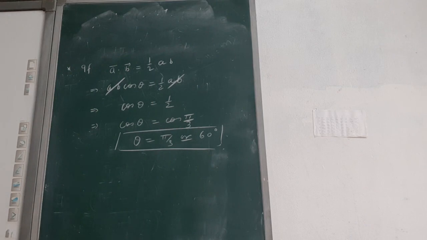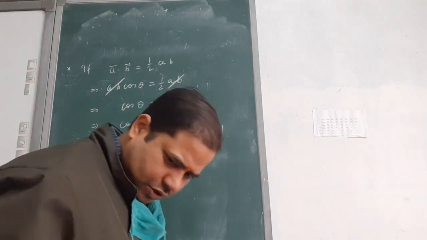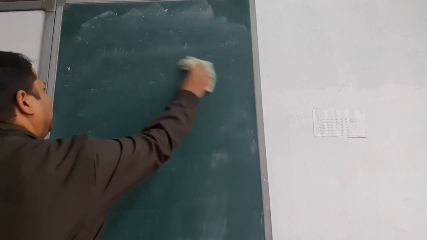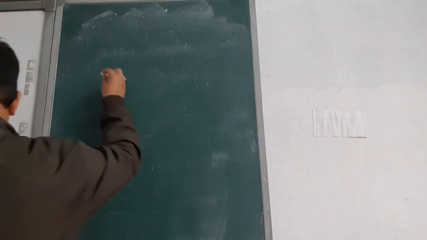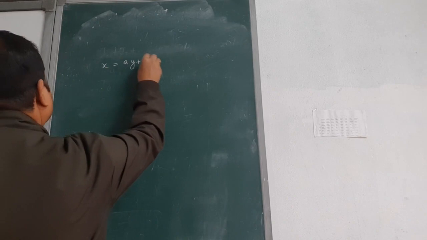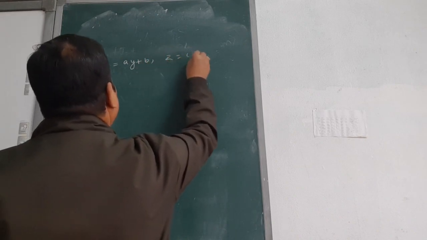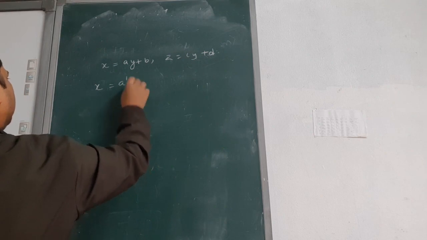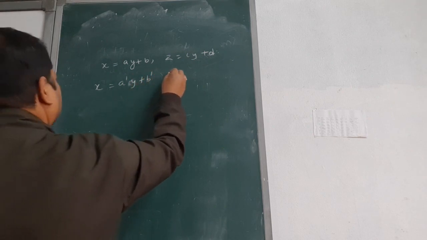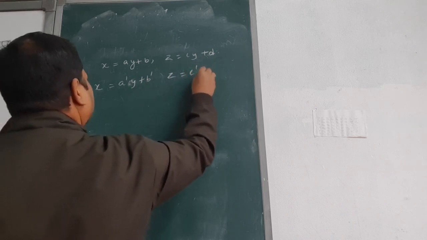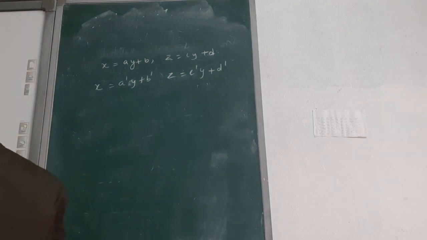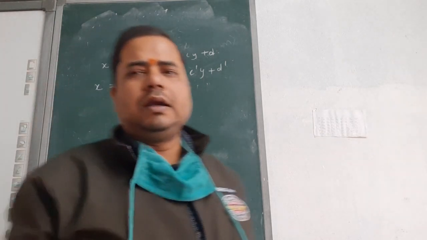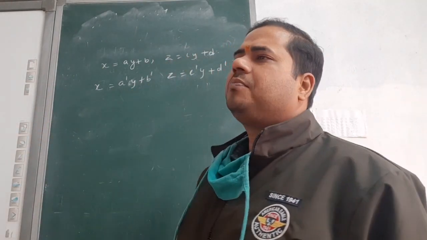The two lines x is equal to ay plus b, z is equal to cy plus d, and again x is equal to a dash y plus b dash, z is equal to c dash y plus d dash, are perpendicular to each other if, that means you have to find the condition that these two lines are perpendicular.